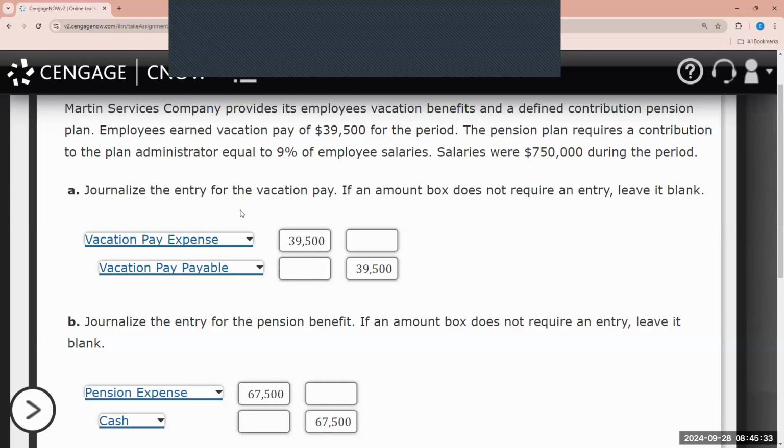The vacation pay, the employees worked for us, so we incurred the vacation pay expense. We set it up as a liability because the employees have not yet taken the vacation, but when they do, they're going to receive the vacation pay. And for B, we are contributing to a pension plan on behalf of our employees. 9% of the employee salaries, and salaries for the period was $750,000. So $750,000 multiplied by 9%, for a total of $67,500, and we credit cash because we are paying the amount now.